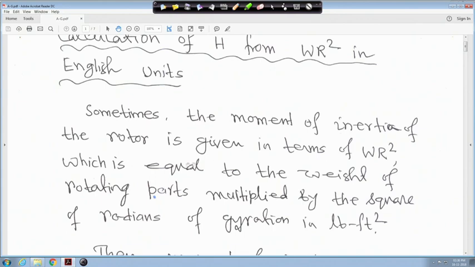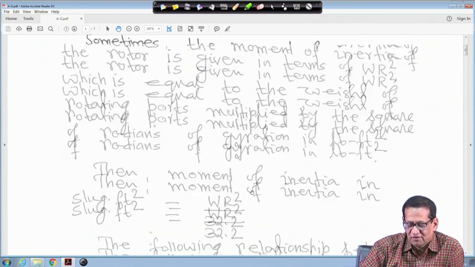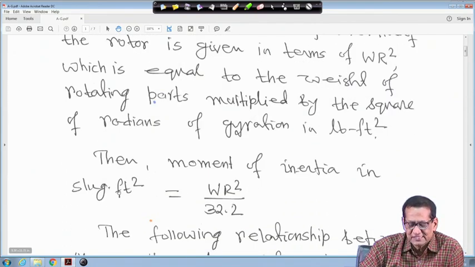Sometimes the moment of inertia of the rotor is given in terms of W r square, which is equal to the weight of the rotating parts multiplied by the square of the radius of gyration, in pound feet square. Then the moment of inertia in slug feet square is equal to W r square by 32.2, that is the value of g.